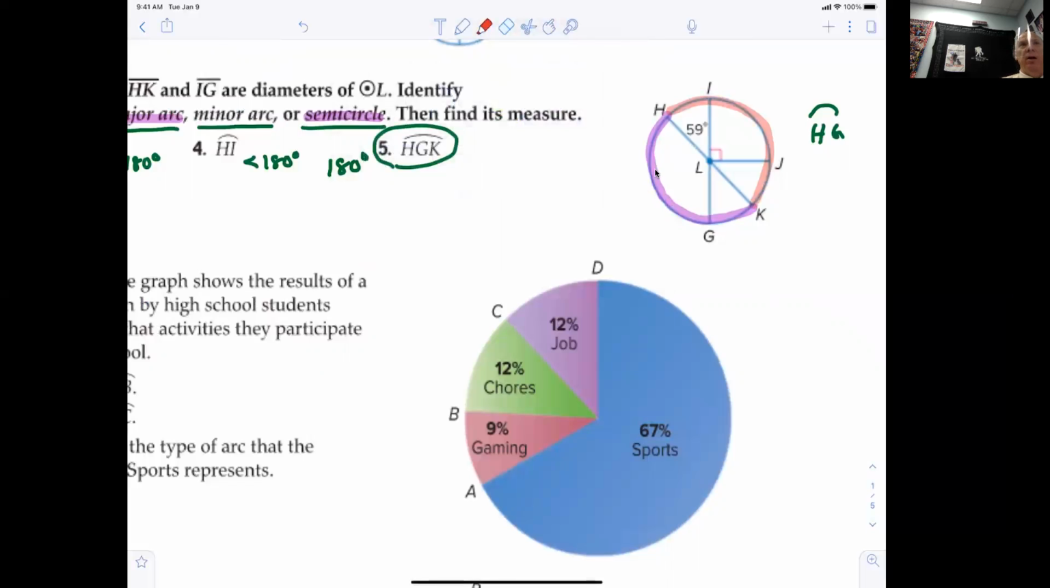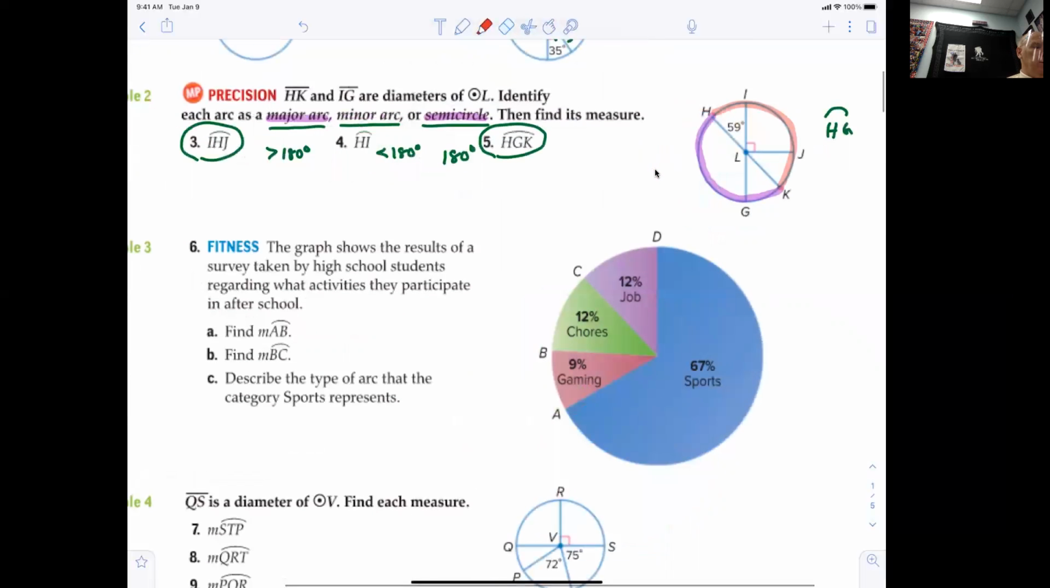Minor arc is less than 180. Major arc is more than 180. Semicircle is equal to 180. All right. So now you're trying to find each measure. So we're trying to find IHJ.